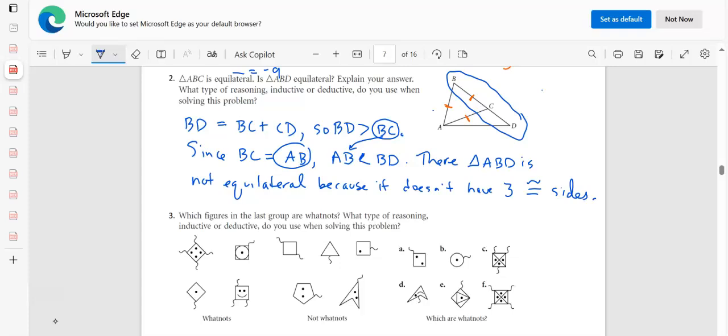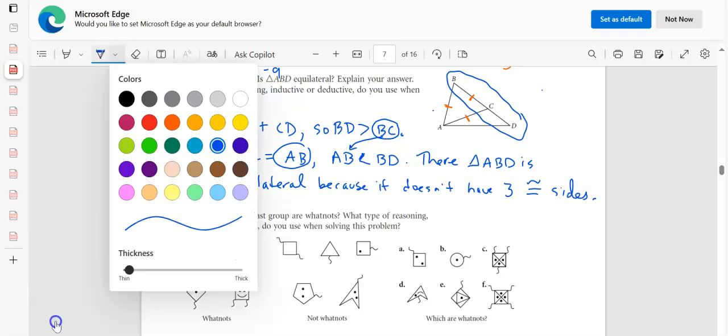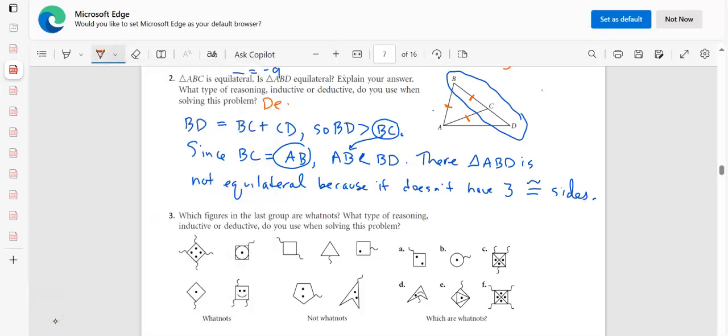So again, what type of reasoning did we use to solve this problem? Deductive. And the reason why this is deductive is because we're taking general things, the definition of an equilateral triangle, segment addition. We're taking general things and we're applying them to this specific scenario.